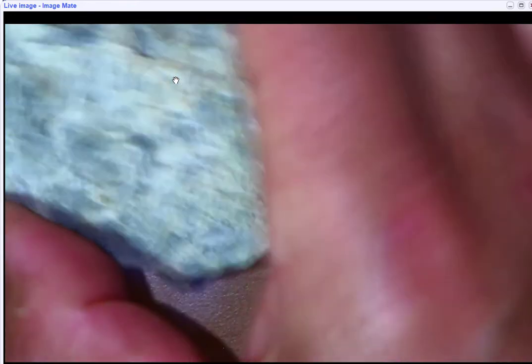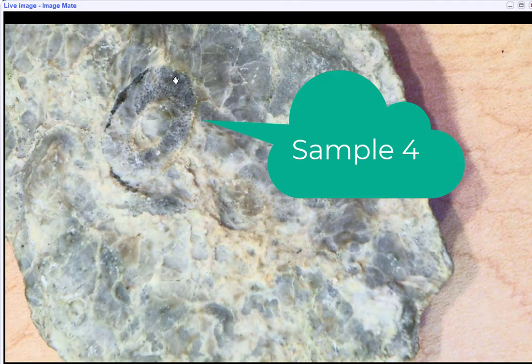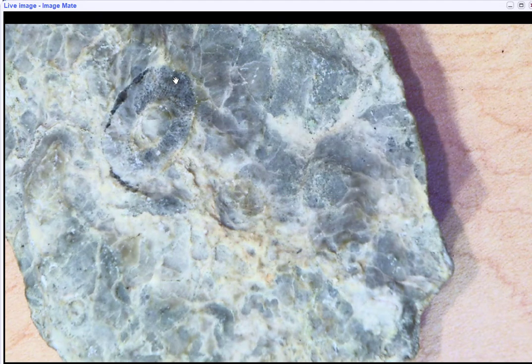So sample number 4. Well, you can see one right there. These are from the White Mountains, east of the Sierra Nevada, above Big Pine and Bishop, California, kind of east of there. The key thing about this one, the telltale sign, is that this has a double wall.